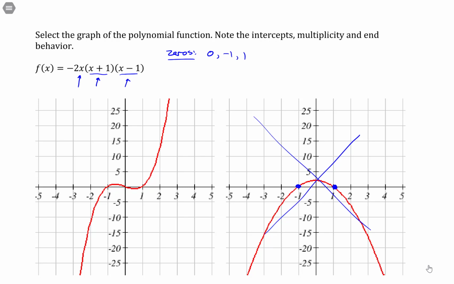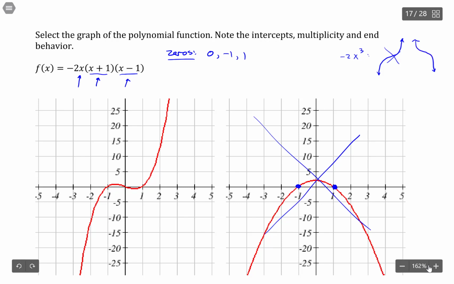So this is a polynomial function with 3 zeros, so it's degree 3. And the most basic degree 3 polynomial is x cubed. And its graph looks like this. But since we have a negative coefficient, what it does is the 2 stretches the graph out, but the negative inverts the graph. So our actual graph is going to look more like something of this nature.